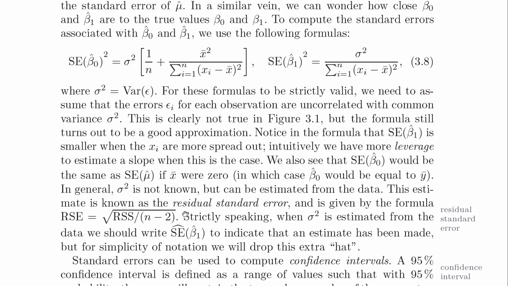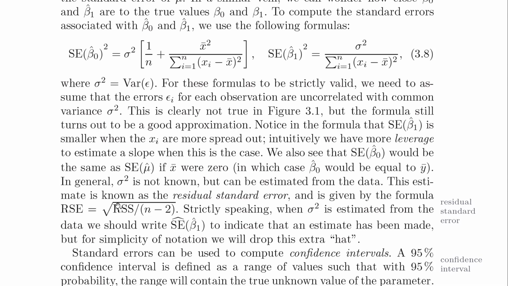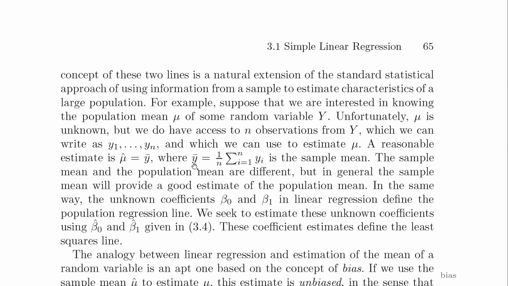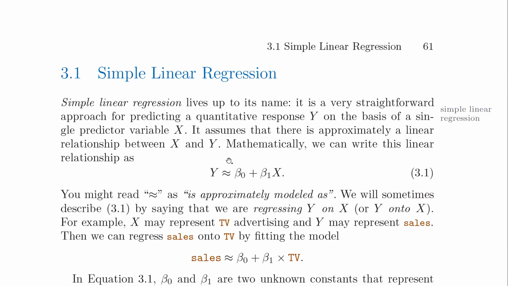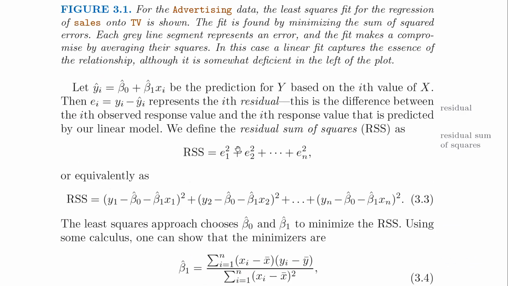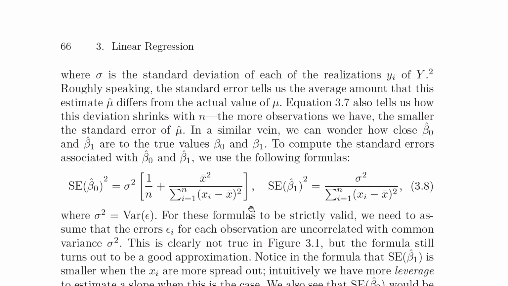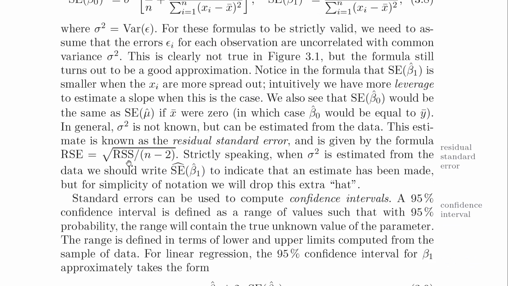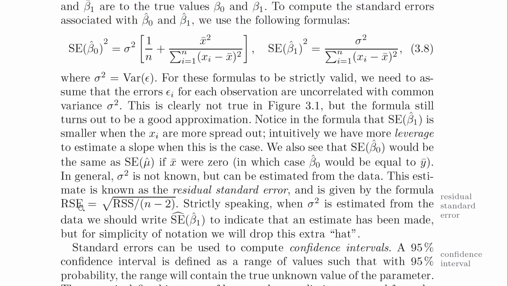This estimate is known as the residual standard error and is given by the formula RSS, which is the residual sum of squares. Take the difference between the actual and the predicted, square it and add over all the observations. So if you do RSS divided by n minus 2, square root, you get the residual standard error. And what is this the same as?